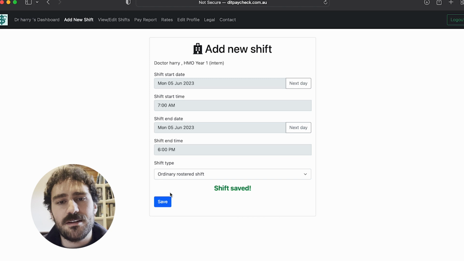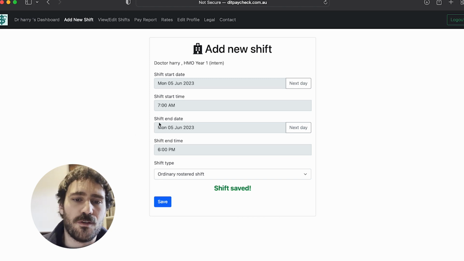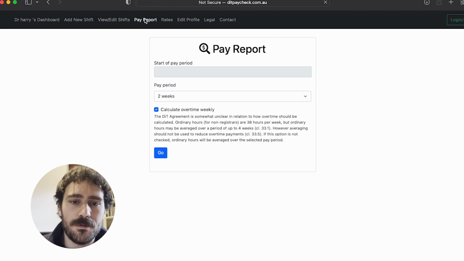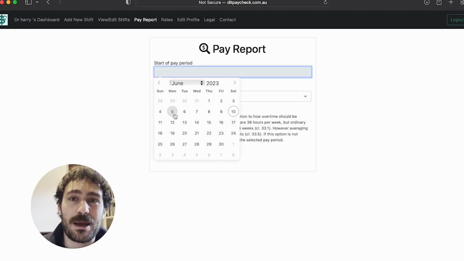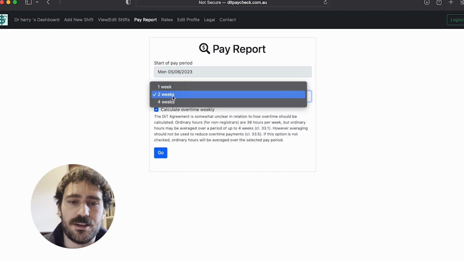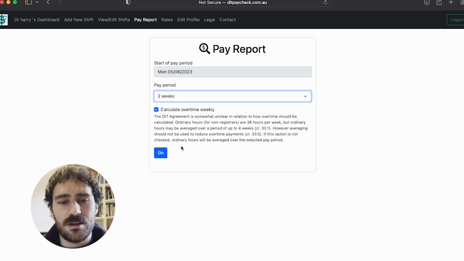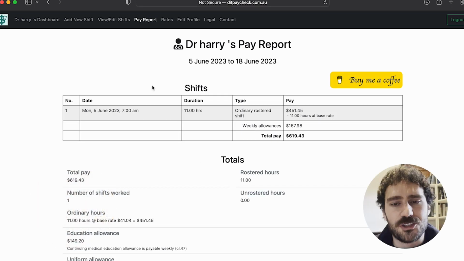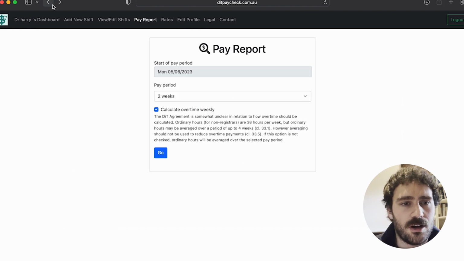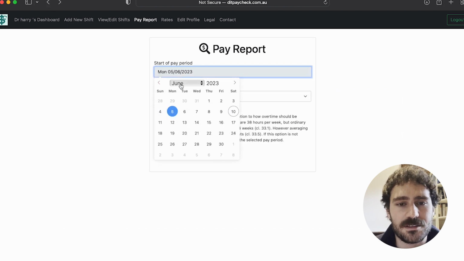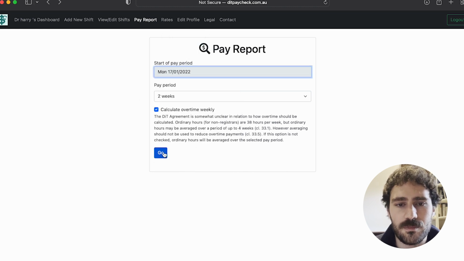You save that, and then once you've done it for all the shifts in that particular fortnight, then you go to pay report. You go to the start of that pay cycle, and then you might get paid every fortnight, you might get paid every week or every month. Just change it depending on your health service, and then you click go, and then it generates a payslip for you.